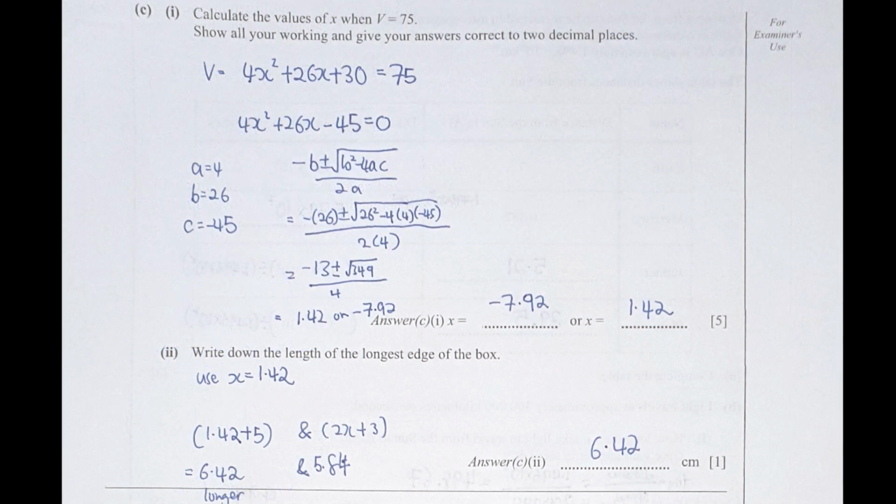As for the next part, we will be using 4x squared plus 26x plus 30 equals 75. After the rearrangement, we will get a equals 4, b as 26, and c as negative 45. The reason why I arrange it this way is because I'm using the quadratic formula. So substitute the values into negative b plus minus square root of b squared minus 4ac over 2a. You will get the final result as negative 7.92 or 1.42.